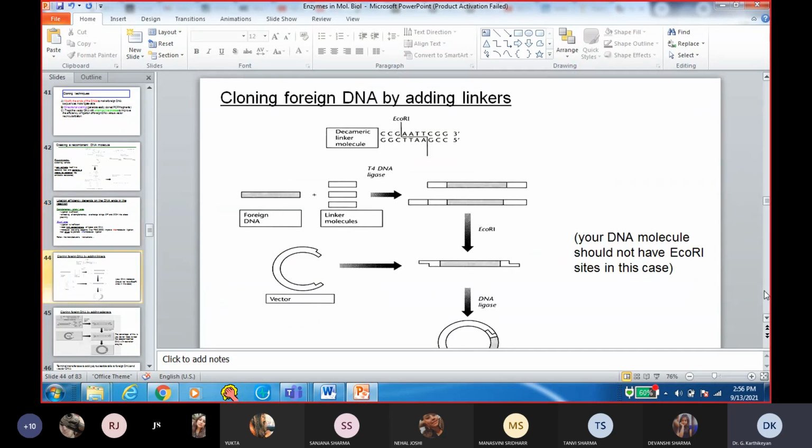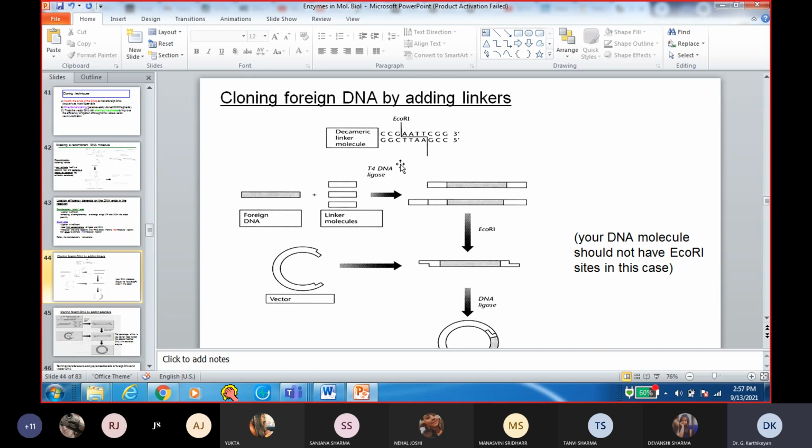You can do two other things. One is you can clone foreign DNA by adding what are called linkers. Now let's just say this is your foreign DNA. This is a perfectly blunt-ended DNA. To this you can add what are called linkers. Linkers, as you can see, are short oligonucleotides, synthetic DNA, which are also blunt-ended. You can ligate them. Sometimes you can have more than one of them getting ligated. That is still okay. Don't have to worry about it.